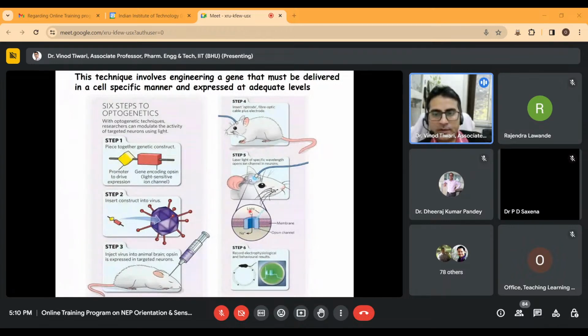It can be a channelrhodopsin, which can open the sodium ion channel, or if it is halorhodopsin, it will open the chloride ion channels. Sorry. And then you can do whatever you want to do with these animals. After activating the ion channels, you can measure their behavior activity.